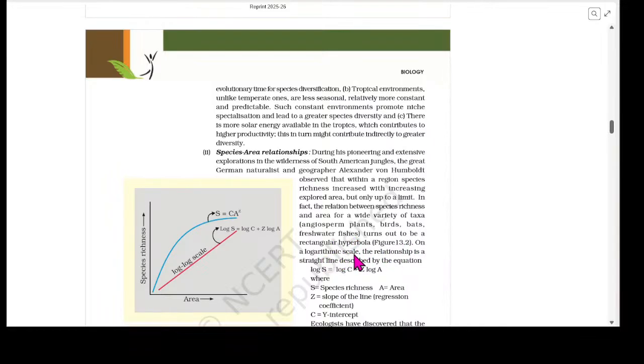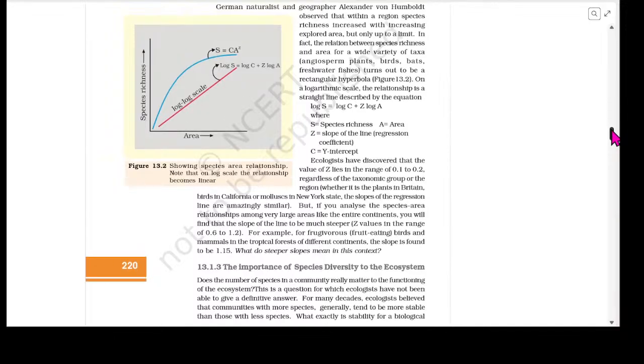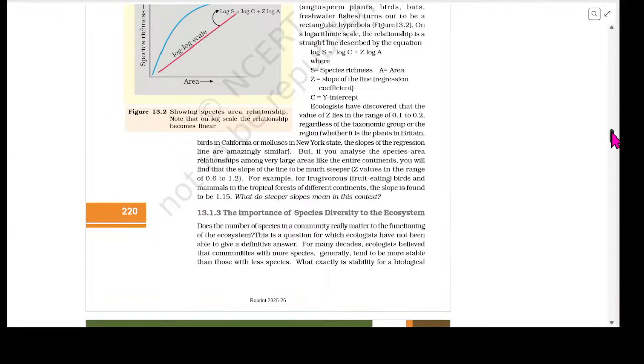On a logarithmic scale, the relationship is a straight line described by the equation log S = log C + Z log A, where S is the species richness, A is the area, and Z is the slope of the line, which is also known as the regression coefficient, and C is the y-intercept.